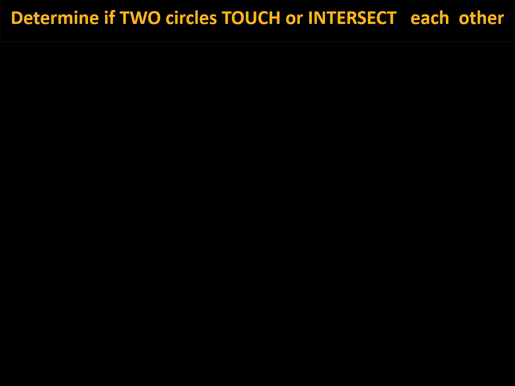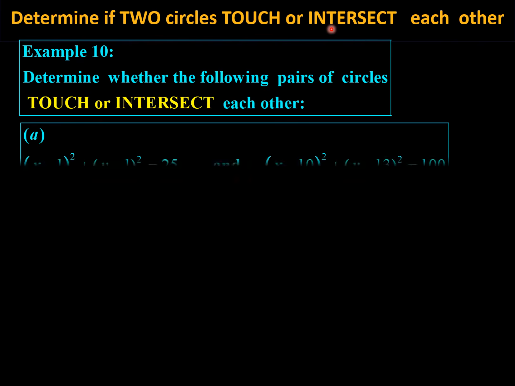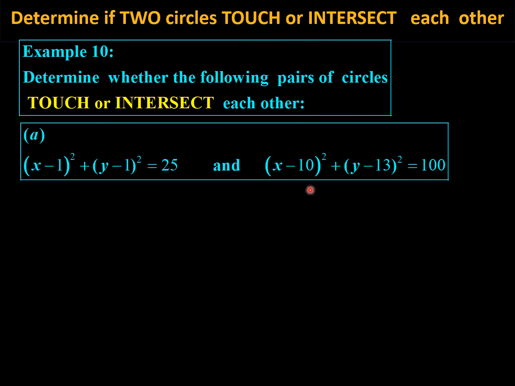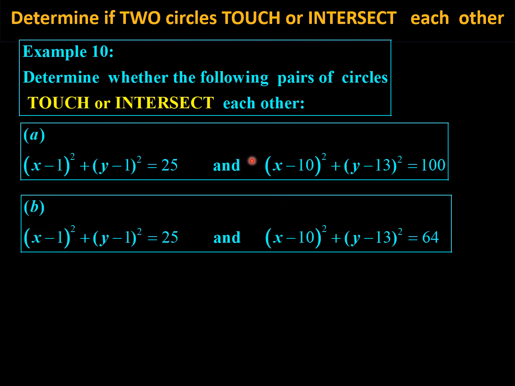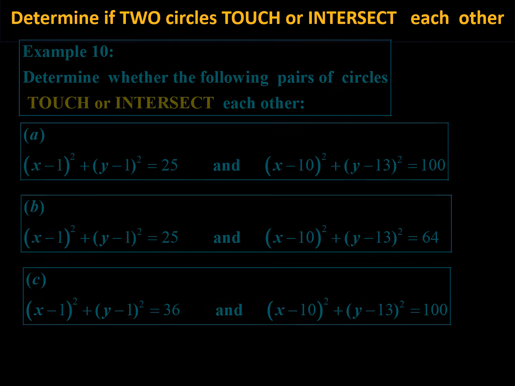Now let's look at some other examples. Next, we would like to determine whether two given circles touch each other, intersect each other, or neither touch nor intersect. So let's determine whether the pairs of circles, and we've got 3 examples, touch, intersect, or don't. There's another example there. There are 3 examples we're going to look at, and that we'll do in the next slide.